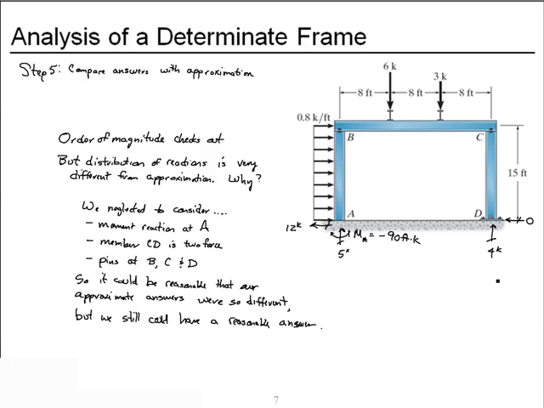We had ignored the moment reaction at A, we had ignored that member CD was a 2-force member, we had ignored the effect of the pins on the behavior of the structure. So our reactions that we calculated appear to be reasonable, even though the magnitudes don't match closely with the approximation, because the order of magnitude checks out and our assumptions were fairly crude.